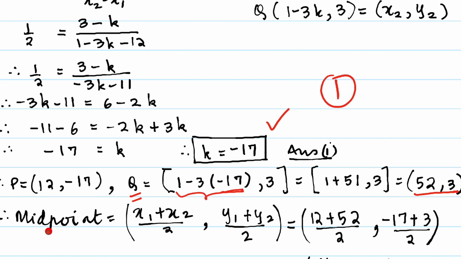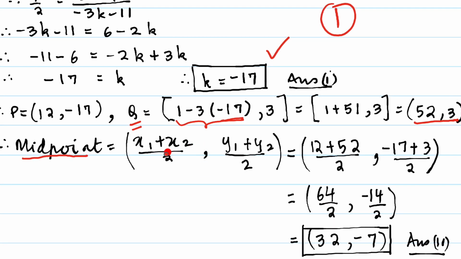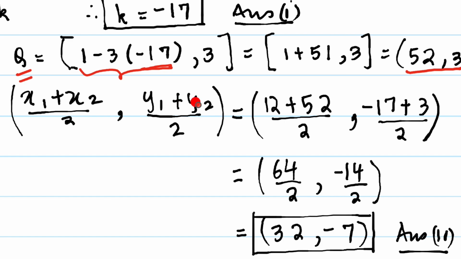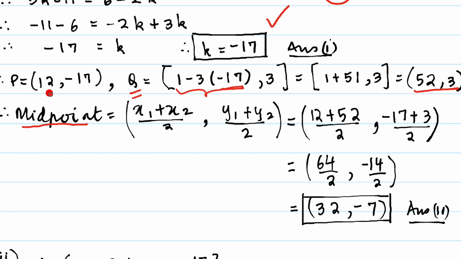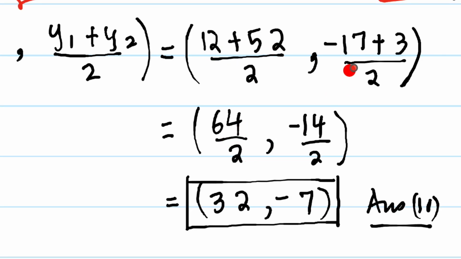Alright, now we have to find the midpoint of PQ. So the midpoint formula you already know, it is x1 plus x2 upon 2, comma y1 plus y2 upon 2, and just substitute. x1 is 12 and x2 is 52, that upon 2, and y1 is minus 17 and y2 is 3. So that will give us, here you add 64 upon 2 and here it becomes minus 14 upon 2. This will give us 32, this will give us minus 7, and this becomes your second mark. So this is a 2-mark question.